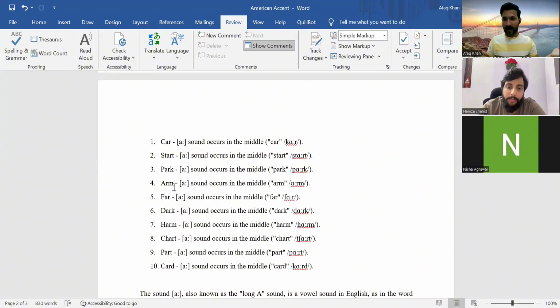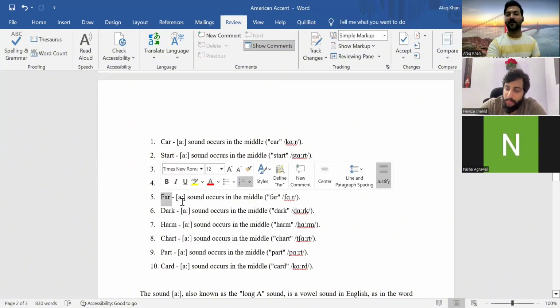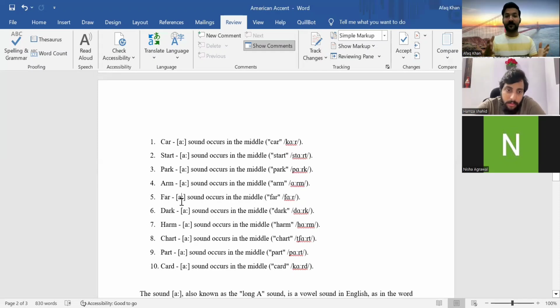For example, look at this word: far. Far. It is American, right? But if I want to say it in a British way, what's it going to be like? For example, it's so far from here. It's so far from here. Can you feel the difference?